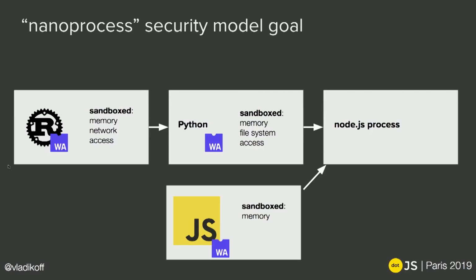Besides loading these crates, these WebAssembly modules, in different ways, the Bytecode Alliance is also working on a new kind of nano-process security model. I think the Deno talk mentioned this, where they have permissions for networking and sandboxing things. So the nano-process security model is basically, in a single slide, this is what it would look like.